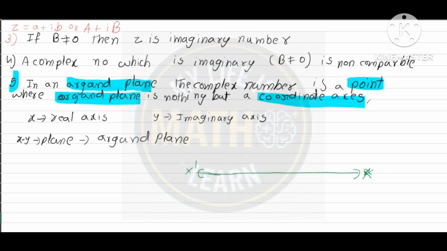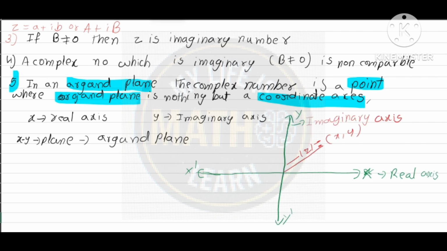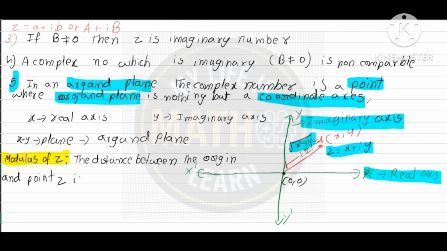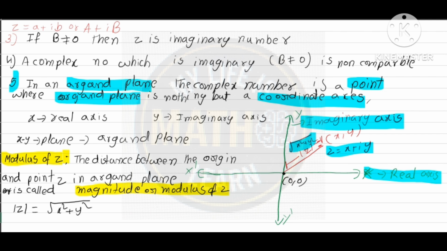The distance from the origin to the point is the mod of z. The distance between the origin and point z in the Argand plane is called the magnitude or modulus of z. So mod z is equal to square root of x square plus y square, that is equal to square root of the real part of z whole square plus the imaginary part of z whole square.